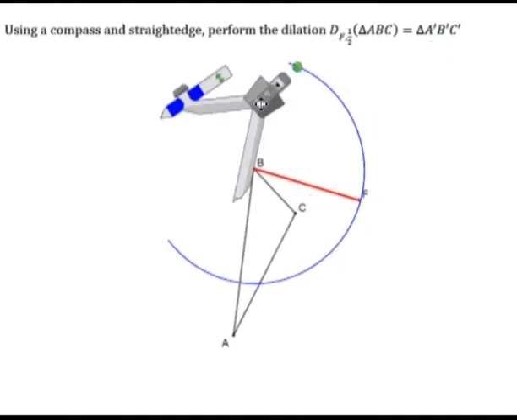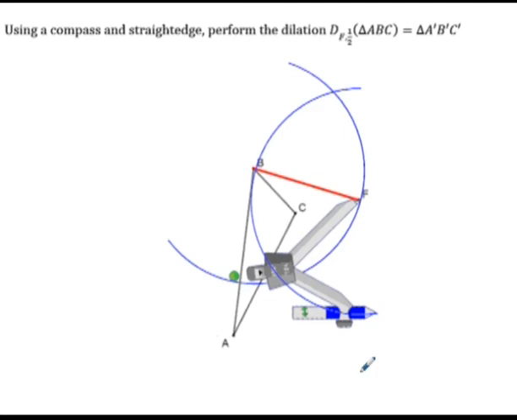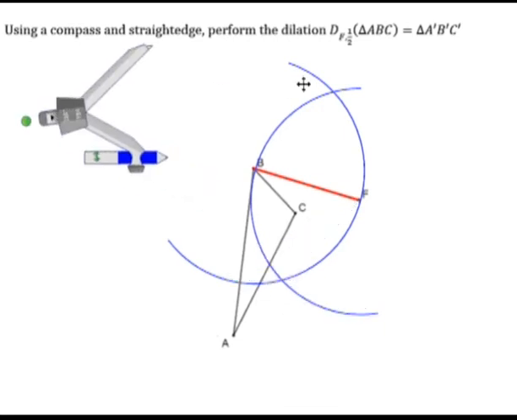Then flip the compass around, keep the same setting, and draw an arc again. And you'll notice that the arcs intersect in two places. This is what's hard for me to do on this program. You don't actually draw in the line connecting the two places where the arcs intersect. You can, but it will be very chaotic at the end. You're going to have arcs and lines everywhere.